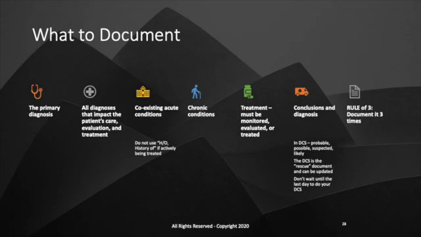You have to remember that in the discharge summary, probable, possible, suspected, and likely can be used. And also, the discharge summary is the rescue document and can be updated. Don't wait until the last day, though, to do your discharge summary. And finally, the rule of three. Document it 3 times: the history and physical, in the progress notes, and in the discharge summary.